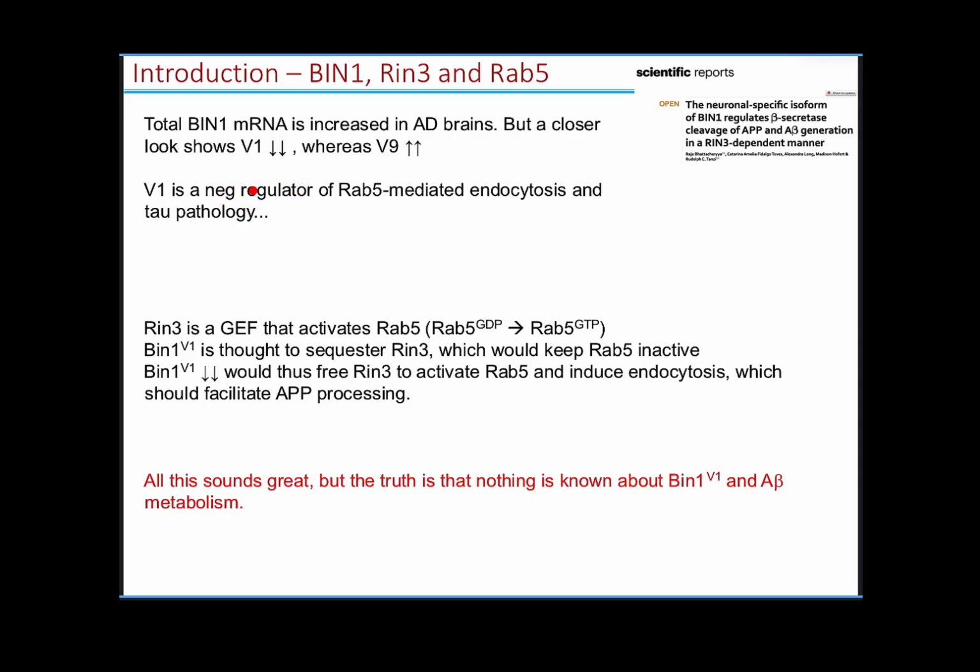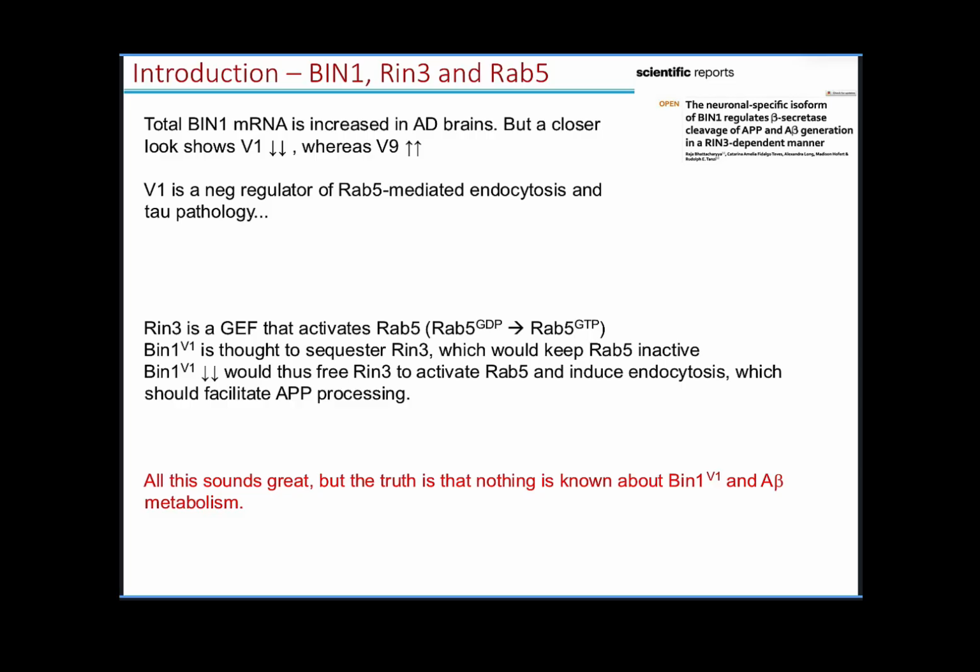And that led to a hypothesis, based on data, obviously, on some observations, that V1 acts as a negative regulator of RAP5-mediated endocytosis and tau pathology. So what that means is that V1 seems to somehow inhibit RAP5 endocytosis. And if you recall from the previous slide, RAP5 endocytosis of APP is critical for allowing APP processing and the generation of A beta peptides. So these new hypotheses came up linking the presence of V1 to the processing of APP and A beta.